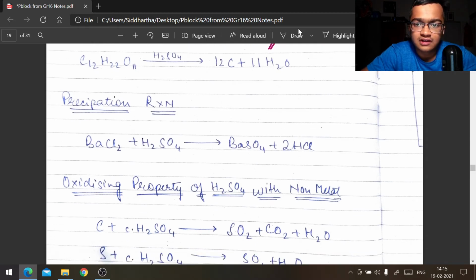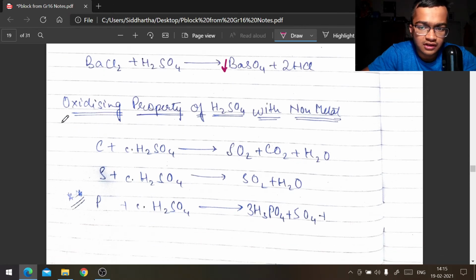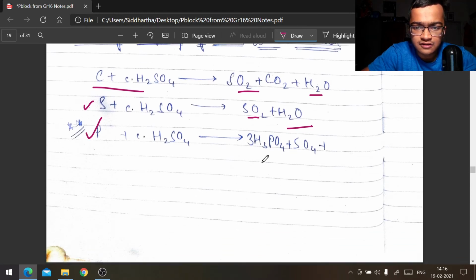So precipitation reaction, moving on. When you take BaCl2 with H2SO4, we obtain BaSO4, which is a precipitate. Okay, so a precipitate is formed. Next, oxidizing property of H2SO4 with non-metals. C and H2SO4, it oxidizes to CO2, SO2 and H2O, right? Now when you take sulfur with H2SO4, you get sulfur dioxide and H2O. Similarly, when you take phosphorus, it is a very important reaction. You get H3PO4, an acid is formed. H3PO4 is phosphoric acid.